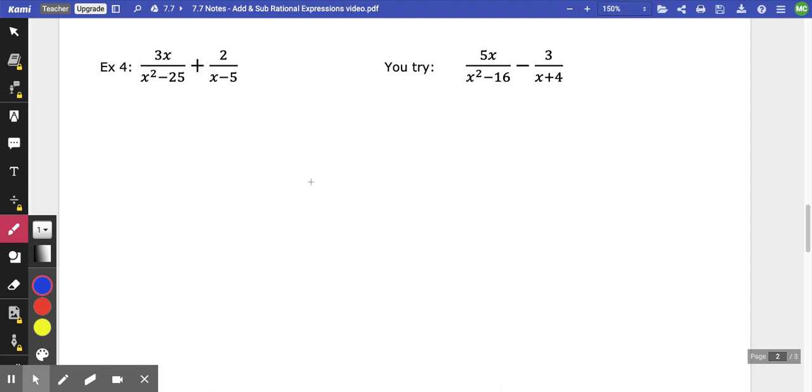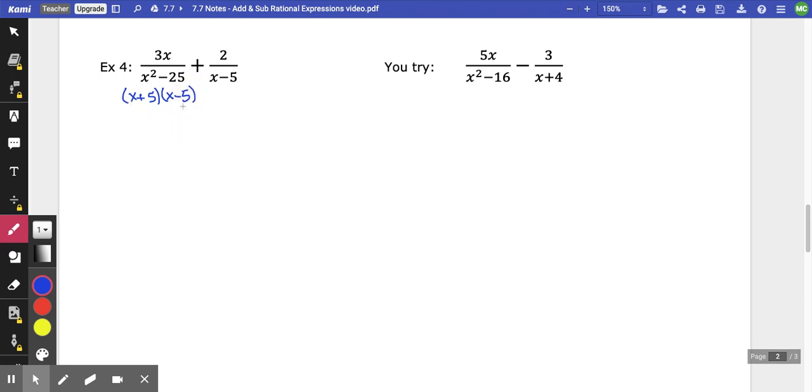They're really going to start getting interesting now. So for this one here, the two denominators are not alike, but hopefully when you see that x squared minus 25, immediately your brain factors that. You recognize that that's a difference of squares, and so that factors into x plus 5, x minus 5.